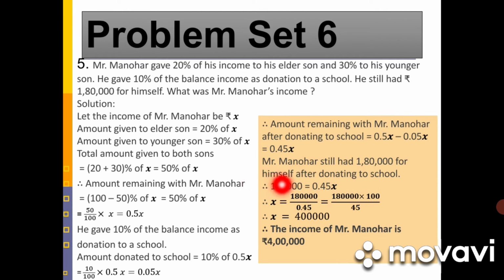Mr. Manohar still had rupees 1,80,000 for himself after donating to the school. Therefore, 1,80,000 is equal to 0.45X. Therefore, X is equal to 1,80,000 divided by 0.45, which is equal to 1,80,000 into 100 upon 45. Therefore, X is equal to rupees 4 lakh. Therefore, the income of Mr. Manohar is rupees 4 lakh.